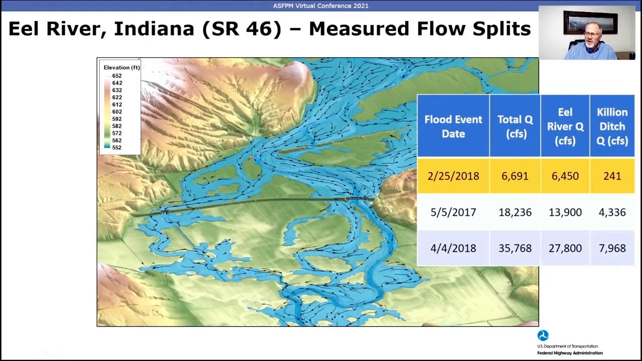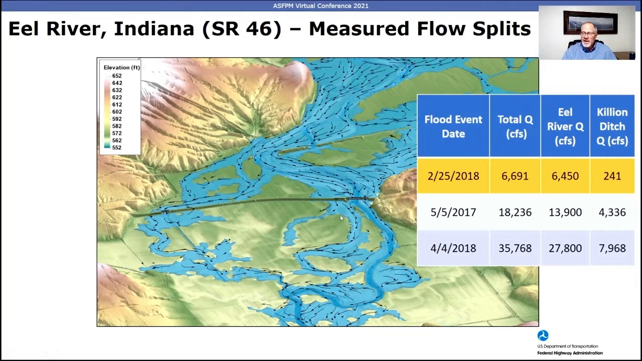So for this case study, we're fortunate to have measured flow split data for 3 high flows. The first one shown in this image is about 6,500 CFS in the Eel River, and you can see, according to this table, about 240 CFS splits off to the relief structure.